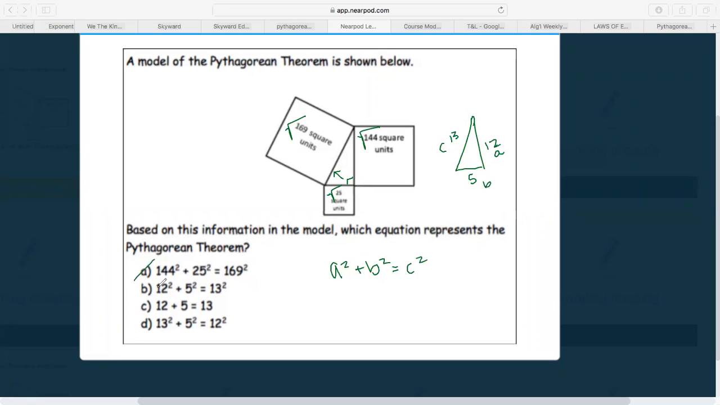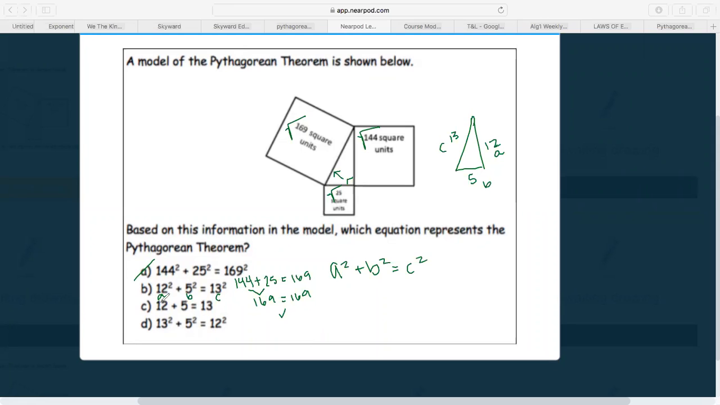Okay. B says 12 squared plus 5 squared equals 13 squared. Well, 12 is A, 5 is B, and 13 is C. So A squared plus B squared does equal C squared. And I can actually work this out. 12 squared is 144. 5 squared is 25. 13 squared is 169. Well, 144 plus 25 is 169. So those do equal each other, meaning that is a right triangle.